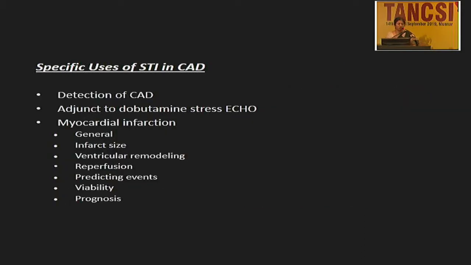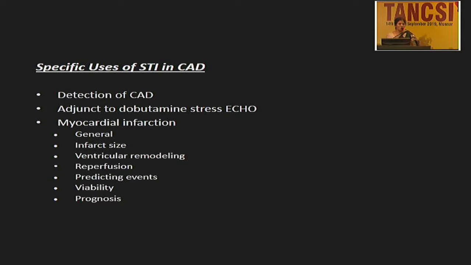So what are the specific utilities of speckle tracking imaging in coronary artery disease? It can help us in diagnosing or detecting coronary artery disease. It can be used as an adjunct to dobutamine stress echo. And in the context of myocardial infarction, it helps us in finding the size of the infarct, whether the affected ventricle will undergo remodeling in the future, which segment or which area needs reperfusion, and in predicting future events, as well as in assessing viability, as well as in prognosis.